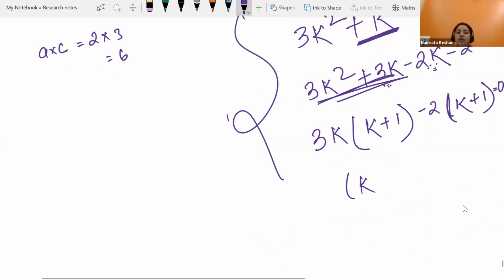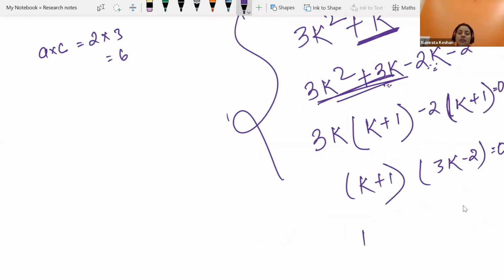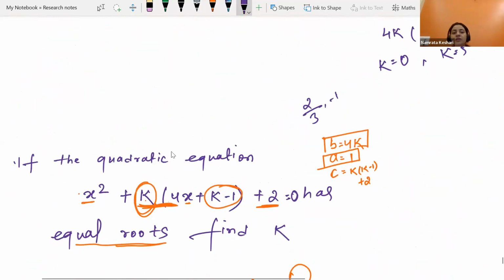Yes. We are getting k plus 1 over here. We are getting 3k minus 2 over here. That is equals to 0. K value will be? Adyan, k value will be? Minus 1 and 2 by 3. Minus 1 and 2 by 3. Yes, Alvina has already got this one.